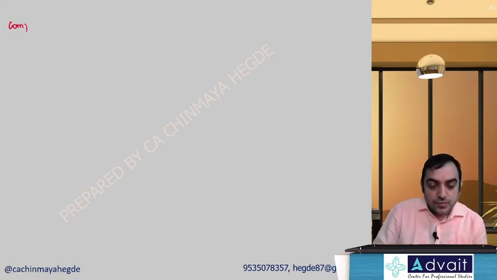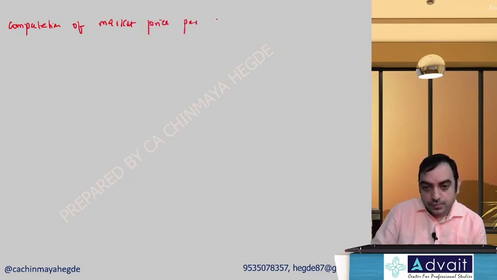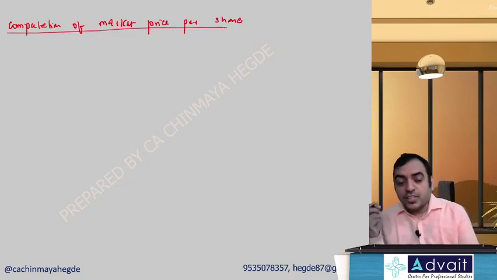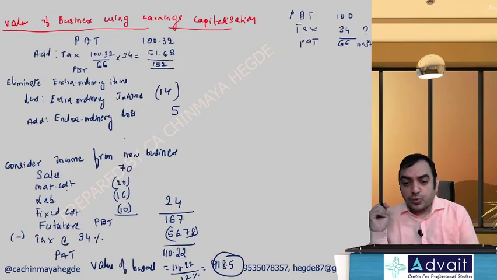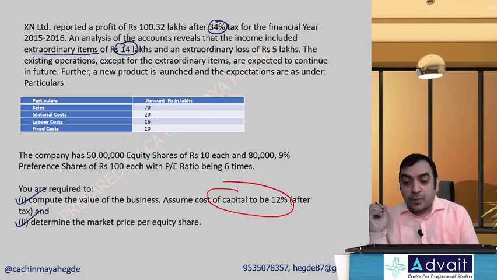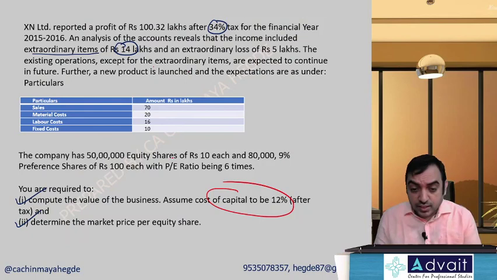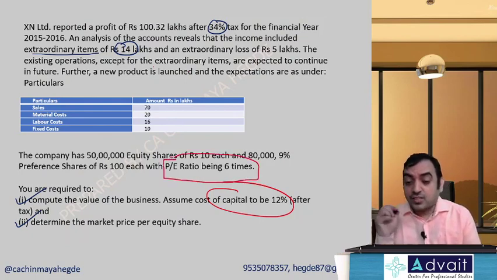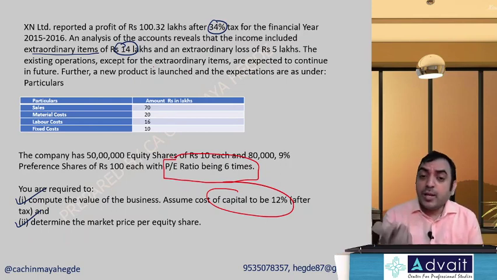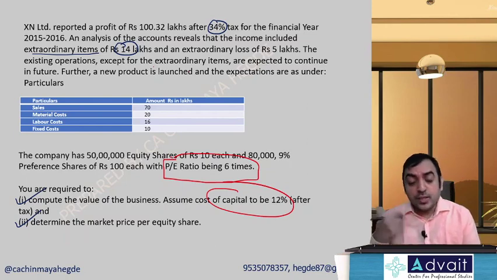Computation of market price per share. For market price per share, what information shall we make use of? We will not use this cost of capital information because they have given the information in the past. Company had P/E ratio of 6 times. Let's estimate the EPS of the company and multiply by the P/E ratio, and you'll be able to get the market price.